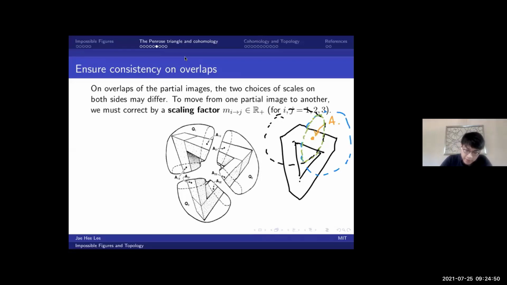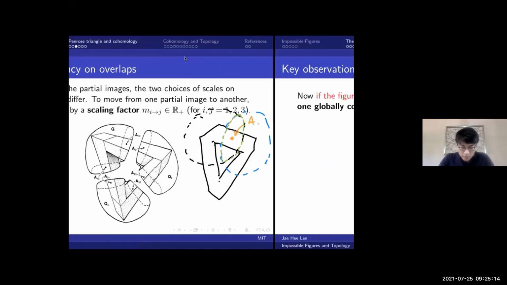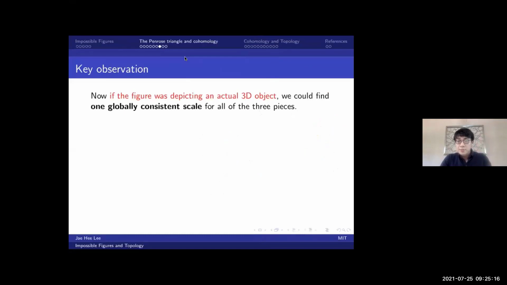And I'll denote that scaling factor by m_ij, where i and j are indices 1, 2, 3, corresponding to our three pieces. If you move from chart i to chart j, from partial image i to partial image j, then the distance is going to get multiplied by this m_ij. And that's a positive real number. This is the scaling factor, right? So now what's the key observation? The key observation is the following.